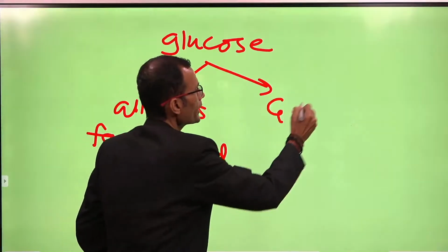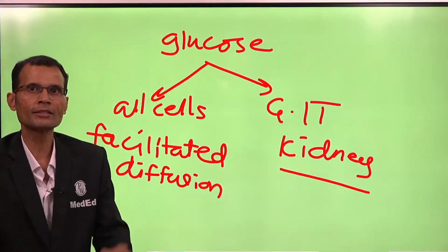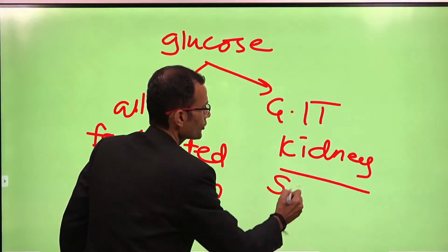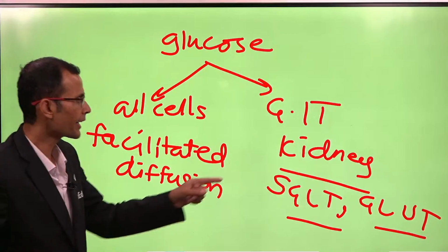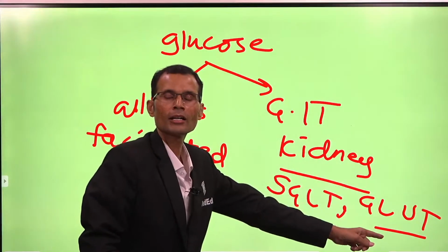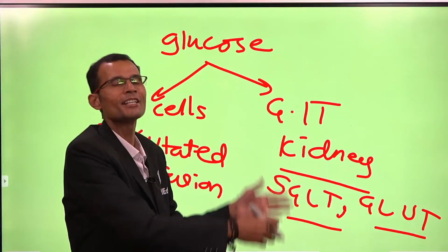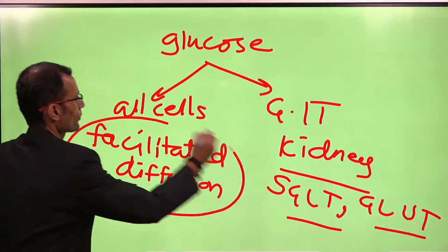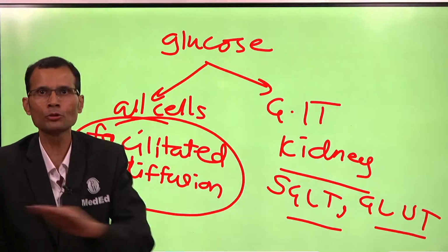In the case of the GIT and kidney, the case is slightly different. At these two places, glucose transport has 2 transporters, SGLT and GLUT. It means glucose transport utilizes secondary active transport, that is the sodium glucose transporter, and GLUT, that is facilitated diffusion of glucose. The GLUT transporter is facilitated diffusion of glucose. So let's have a look at this. In all cells, glucose enters by facilitated diffusion using a carrier but no energy.